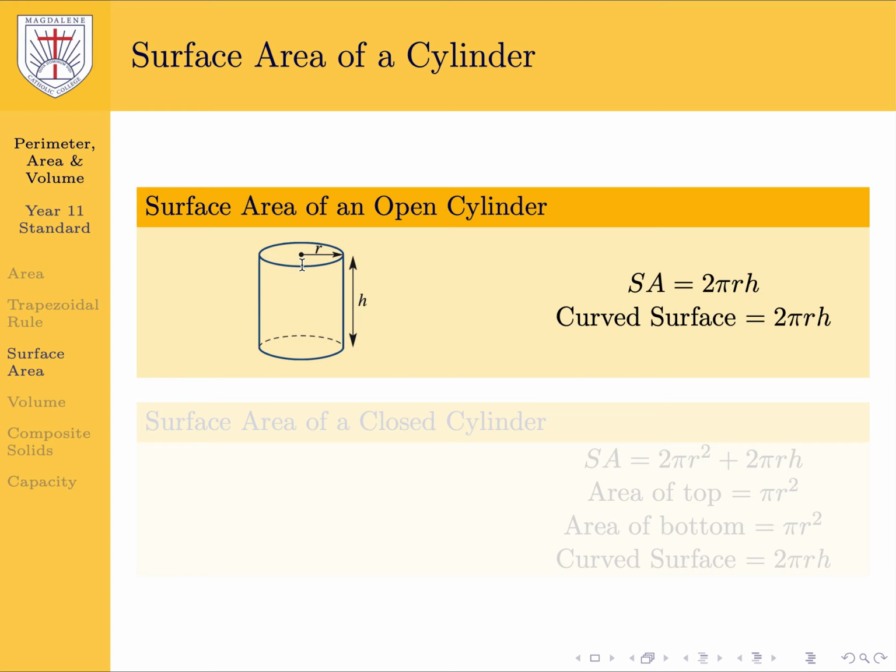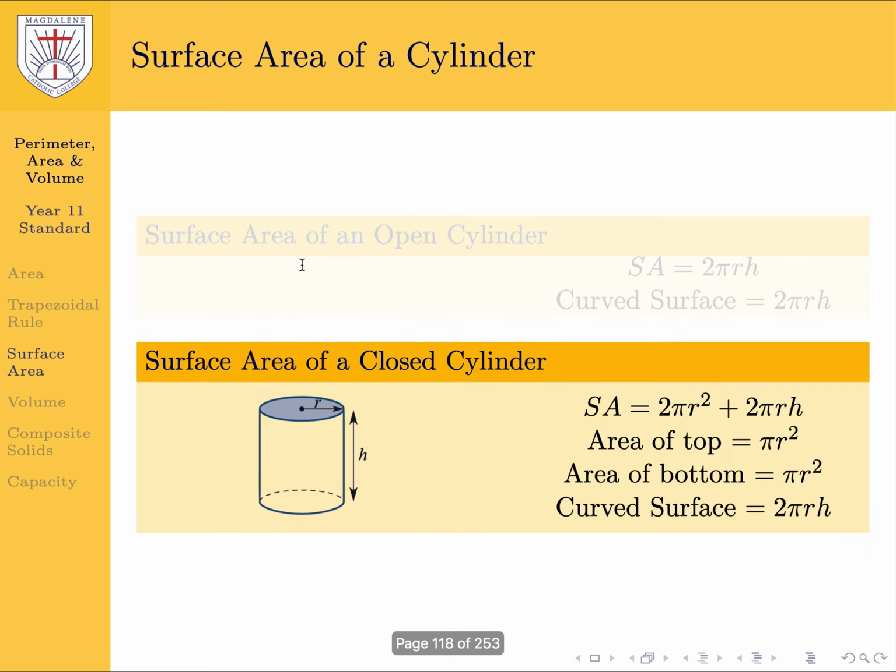If we're finding the surface area of a closed cylinder, that's the same as finding the curved surface, plus the area of the top circle, plus the area of the bottom circle. So the formula is going to be surface area is 2 pi r squared plus 2 pi rh. The area of the top is pi r squared and the area of the bottom is pi r squared. Because there's two of them, that's why in the formula we have 2 pi r squared. And then the curved surface is the same as from the open cylinder.